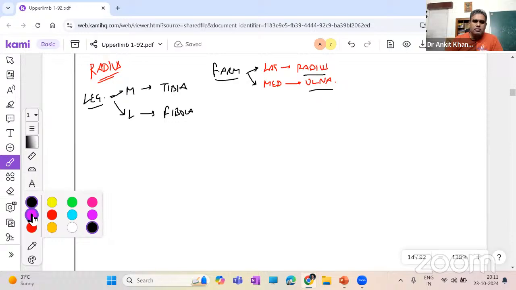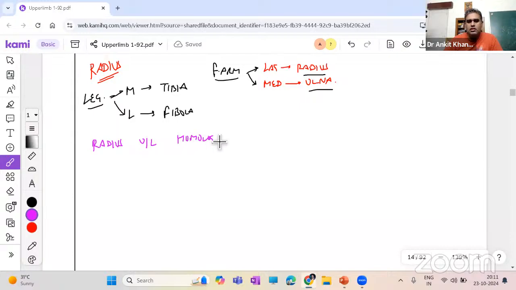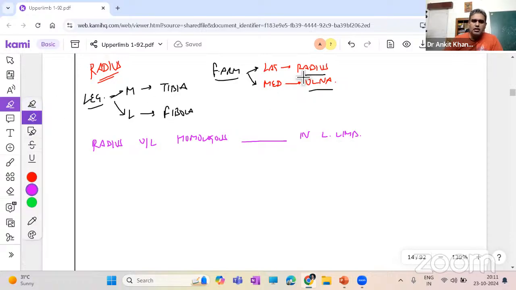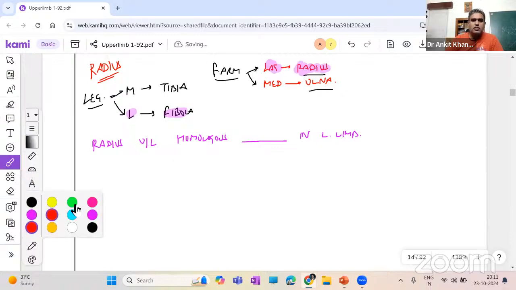So the question has come many times: the radius bone in the upper limb is homologous to which bone in the lower limb? They can either ask about the radius or the ulna. The radius, being on the lateral aspect, looks like it must be homologous to the fibula, because the fibula is also lateral. But the answer here is not the fibula, the answer is the tibia. Why so?